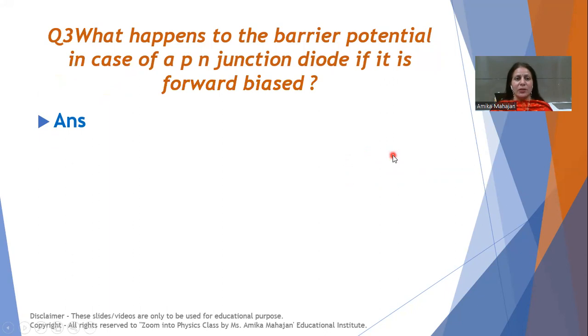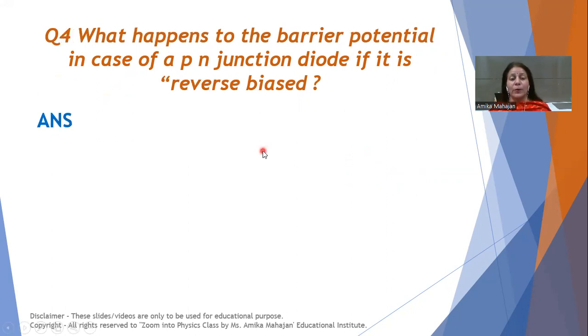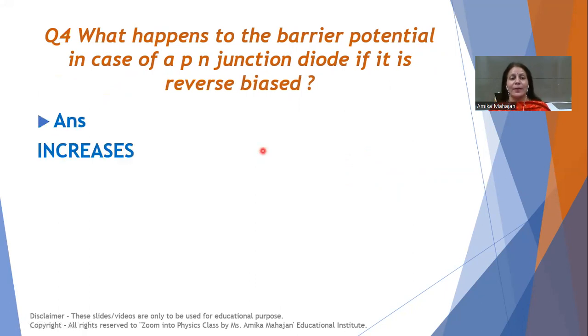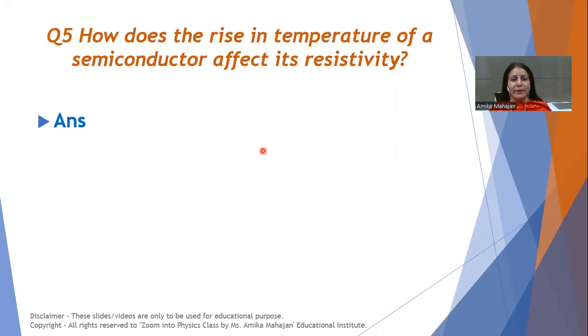What happens to barrier potential in case of PN junction diode if it is forward biased? When it is forward biased, barrier potential will decrease. When PN junction diode is reverse biased, what happens to barrier potential? It will increase.